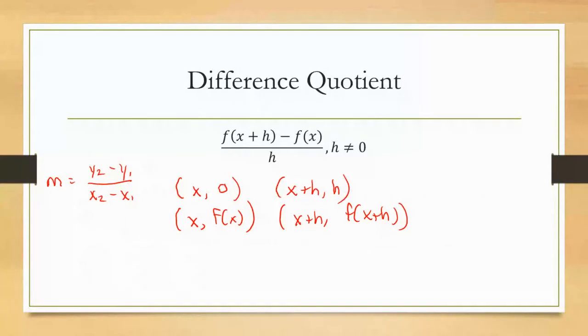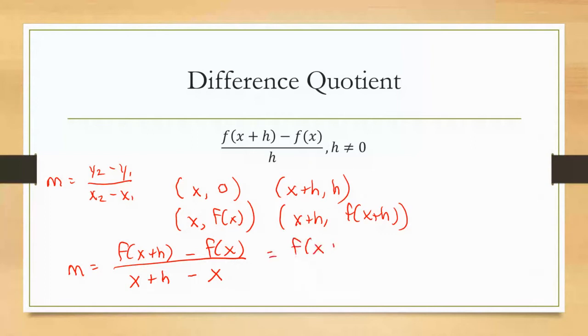So if you wrote your two ordered pairs that way, and you just think of f of x as being like a y value, f of x plus h is a y value, then you can plug these into the slope formula. So your y2 would be f of x plus h, minus your y1, which we have labeled as f of x. And then in the denominator, you'd have your x2, x plus h, minus your x1, which is x. And then when you simplify that, you see that in the denominator, the x's cancel.